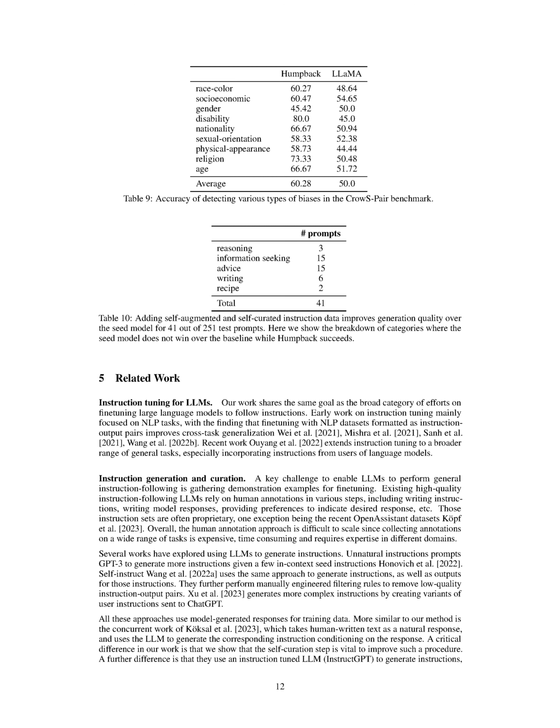Our method is similar to a concurrent work that uses human-written text as a natural response and employs the LLM to generate the corresponding instruction based on the response. However, we differ in two key aspects. Firstly, we emphasize the importance of the self-curation step in improving this procedure. Secondly, while they use an instruction-tuned LLM, Instruct GPT, to generate instructions, our approach doesn't rely on an instruction-tuned LLM and is instead an example of self-alignment.